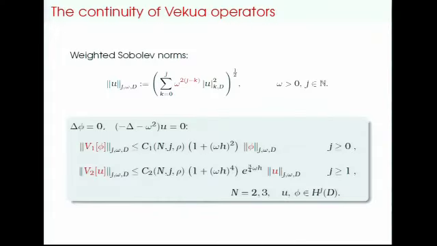In order to go back and forth with these operators, we need to prove some continuity, and we can prove continuity in any Sobolev norms with a constant that is explicit in the wave number. In particular, it depends on the product of the wave number times the size of the domain, the diameter h of the domain. And we have to use weighted Sobolev norms, weighted with the wave number in some reasonable way.